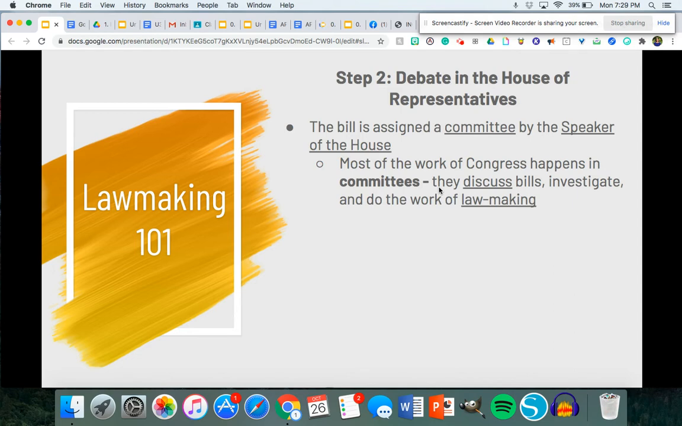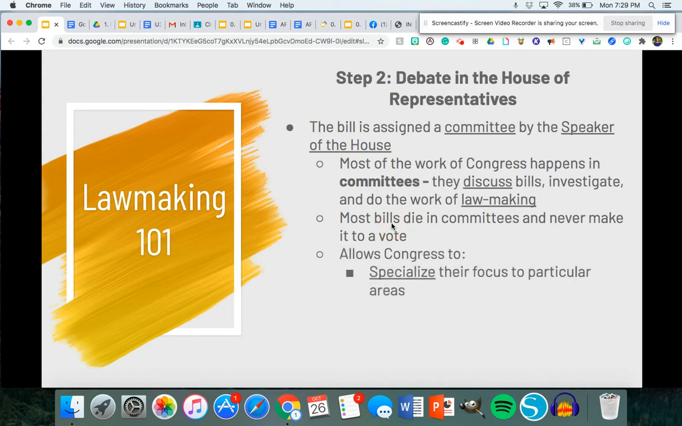Committees are so important because most of the work of Congress happens in committees. The purpose of committees is to discuss bills, investigate the impact of a potential bill, and really do the work of lawmaking. In fact, most bills will die in committees and never make it to a vote. That's how important this is. This is where most of the debate happens. And these committees allow Congress to specialize their focus on particular areas. These committees often have topics that they focus on.